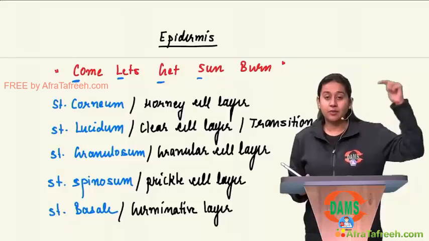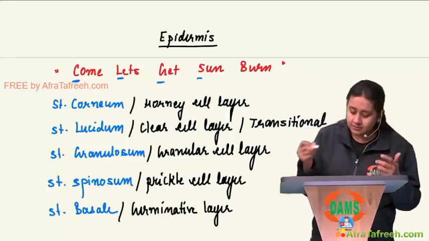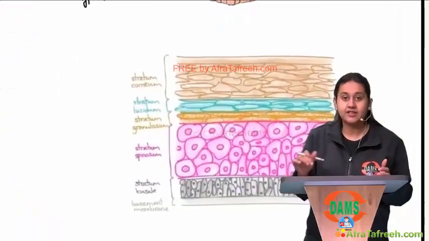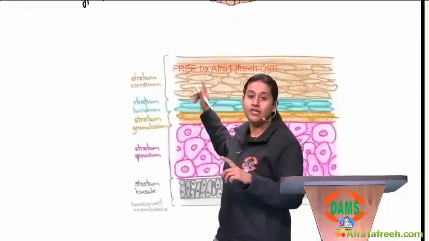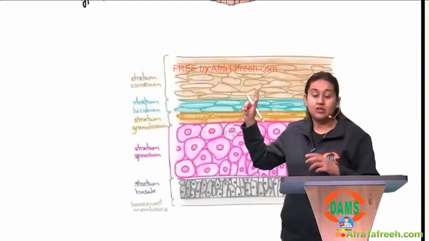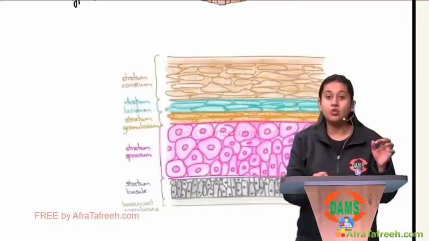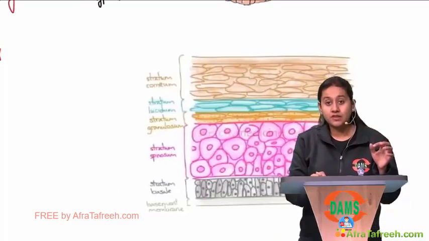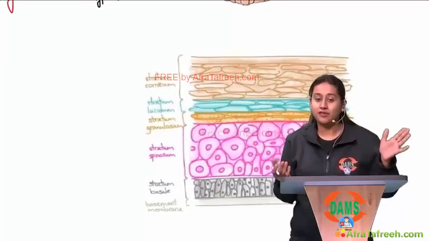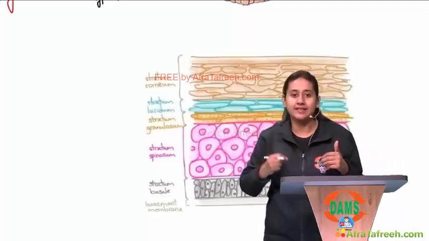So starting from outermost to innermost, we have 5 different layers, and let me show you a very simple image which will give you an idea about all these layers. It is this. If you look very carefully, the outermost layer, this one, you can see it is stratum corneum. Now stratum corneum is made up of anucleated cells. We do not have any nucleus in them. And because of this, it is known as horny cell layer, because horn is a dead part of your body, right? And why is it called dead? Because the cells do not have any nucleus in them.